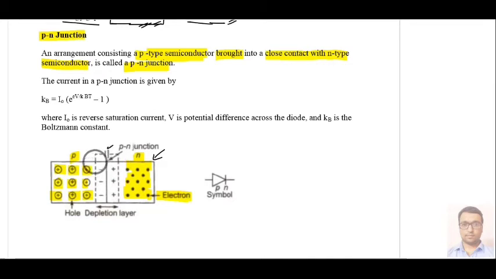This area is called your p-n junction, and the potential that is formed over here is called barrier potential. The current in this barrier can be given by the following expression: I equals I naught, where I naught is the reverse saturation current, times e raised to the power eV upon Kb T, minus 1, where Kb is the Boltzmann constant.